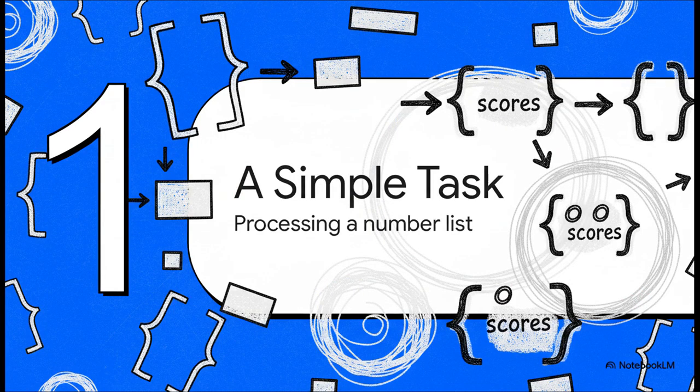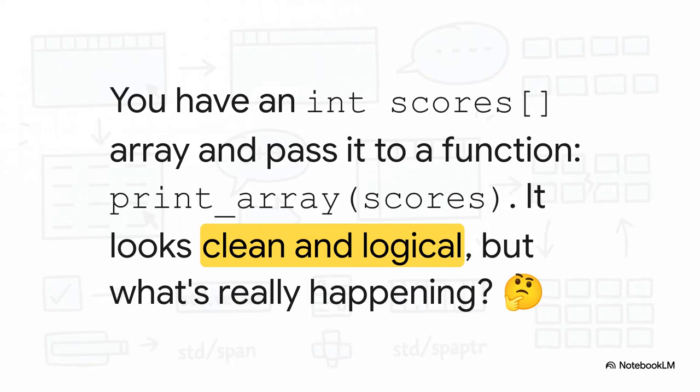Okay, so let's set the scene with a super common scenario. Imagine you have an array, maybe a list of scores, sitting there in your main program. All you want to do is pass it to a function, maybe to print them out or calculate an average. Sounds totally straightforward. So, you'd write some code that looks pretty much like this. You define your scores array, and then you call your printArray function, passing scores right into it. I mean, it looks clean, it makes perfect sense, but what is the compiler really doing behind the scenes?